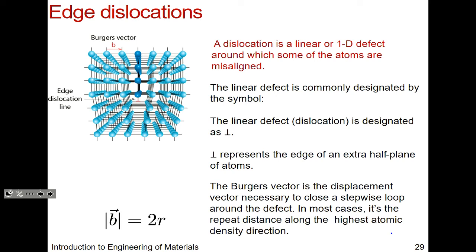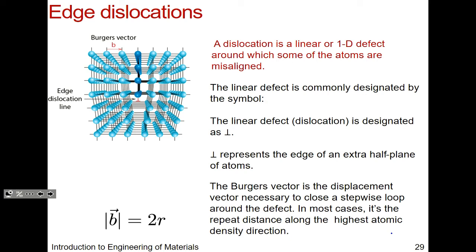Okay, we talked a lot about point defects. You can have vacancies. You can have self-interstitials. You can have Schottky defects, Frenkel defects. What happens when it starts propagating in a line? Well, we call that a dislocation.